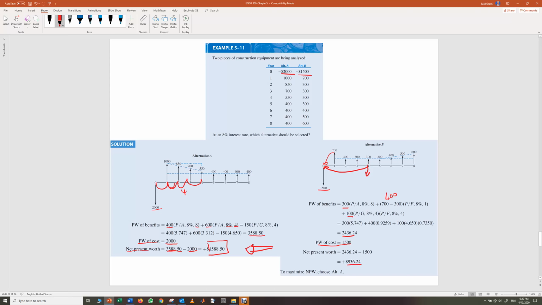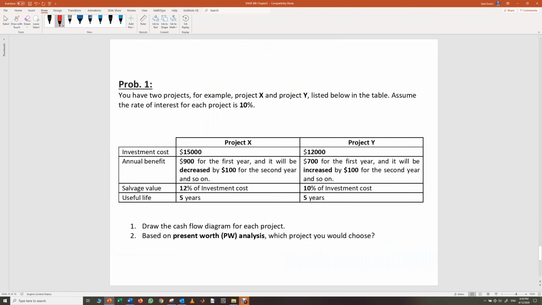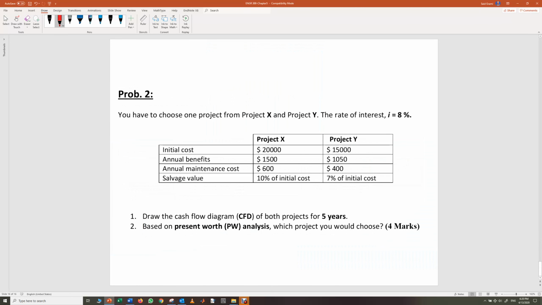Okay, to maximize net present worth, we choose alternative A, for which we get the maximum net present worth. So this is how to make a decision between two alternatives that have the same useful life and different cash flows. This is already solved, and this is already solved.